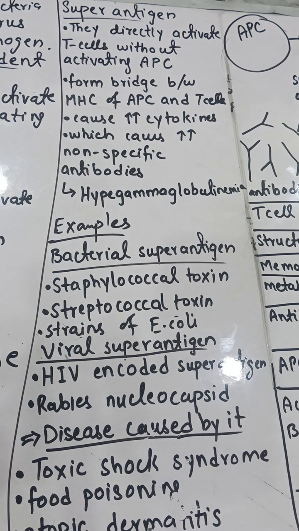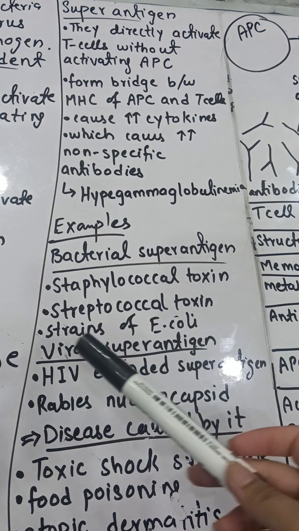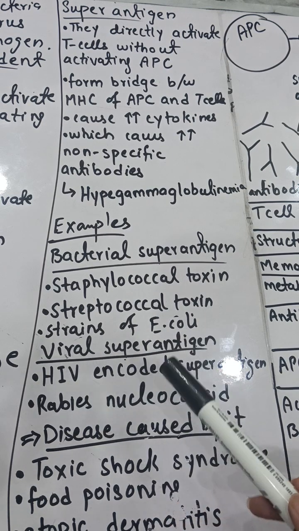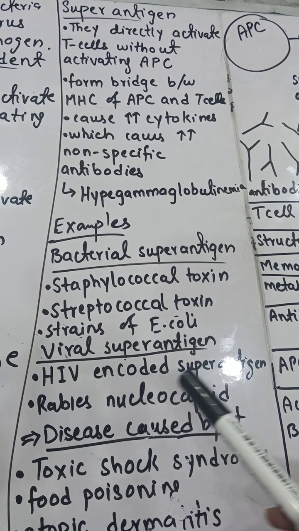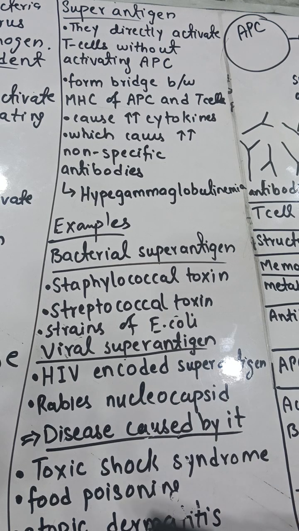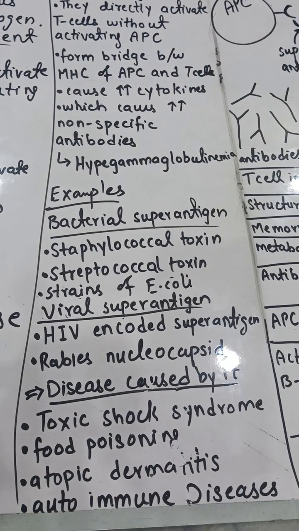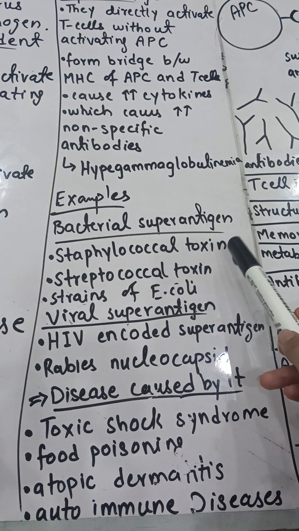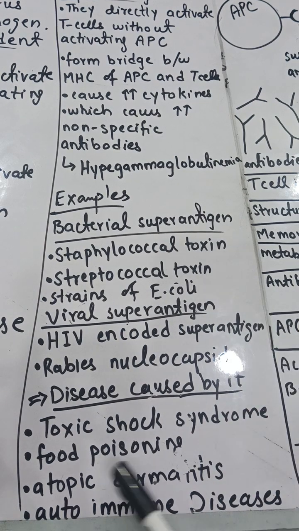Some come from bacteria, so they are called bacterial super antigens. Examples are staphylococcal toxin, streptococcal toxin, and strains of E. coli. Some are viral super antigens, like HIV-coded super antigen and rabies nucleocapsid. They cause diseases in your body, like toxic shock syndrome, which is caused by these two toxins. They can also cause food poisoning, atopic dermatitis, and autoimmune diseases in your body.